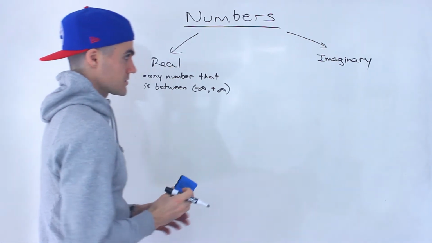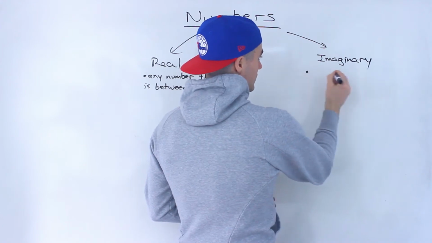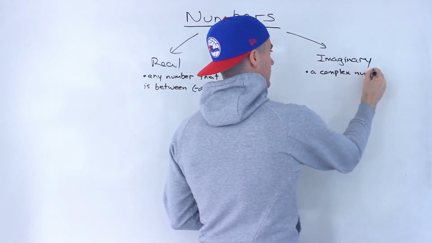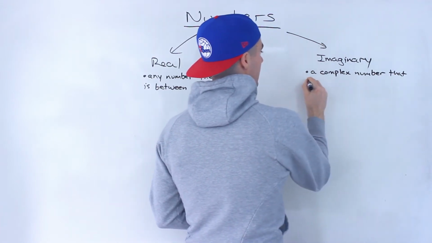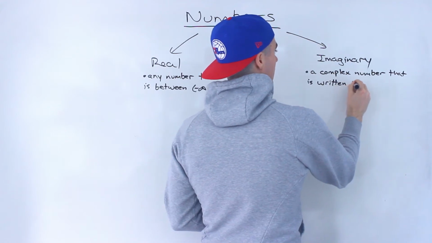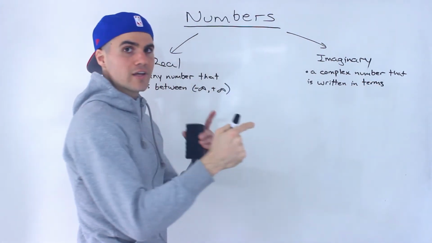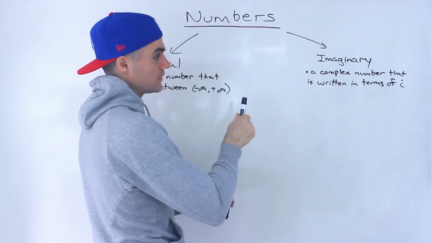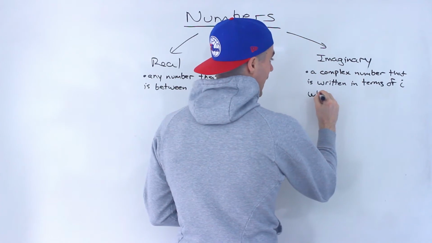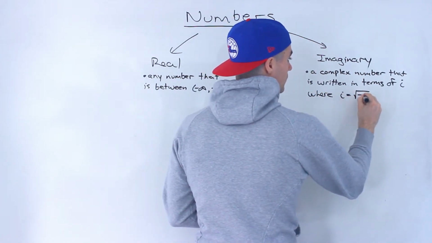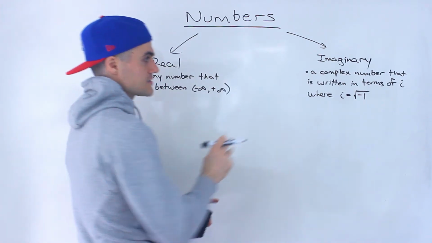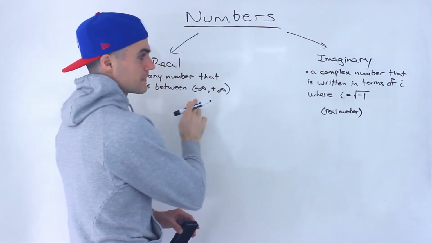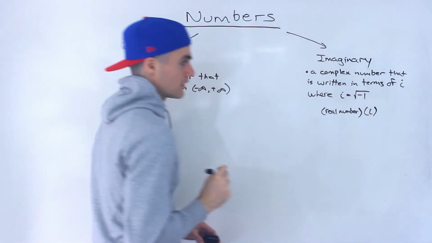Now, imaginary numbers, you may find different definitions for this. The way I like to think of it is it's something called a complex number that is written in terms of something called an imaginary unit, which is usually shown as the letter i. So a complex number that is written in terms of i, and what that i is, it's basically the square root of -1. And so usually it's going to be written as some kind of real number times that imaginary unit i.